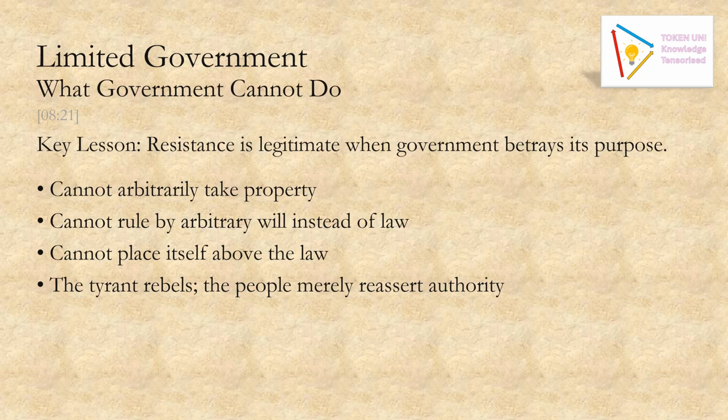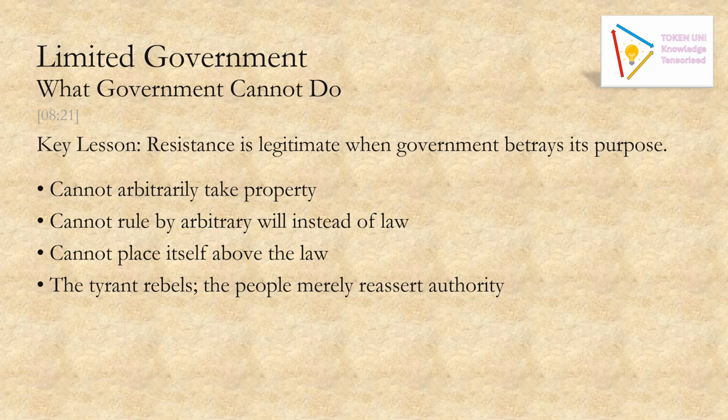This means government is limited. It can only do what it was established to do. It cannot arbitrarily take property, because the whole point of government is to protect property. It cannot rule by arbitrary will, because the whole point is to replace arbitrary will with settled law. It cannot place itself above the law, because law is what distinguishes political society from the state of nature.